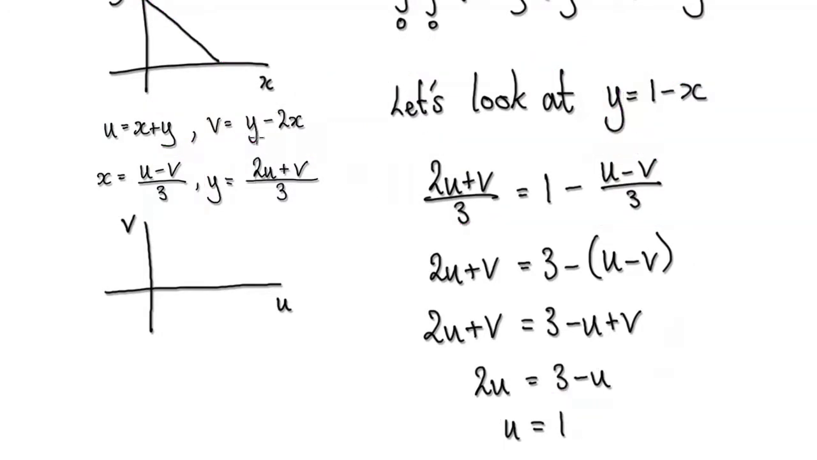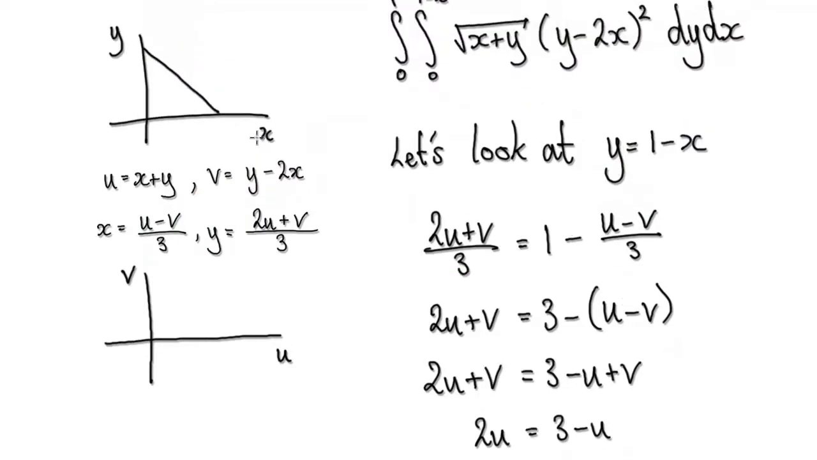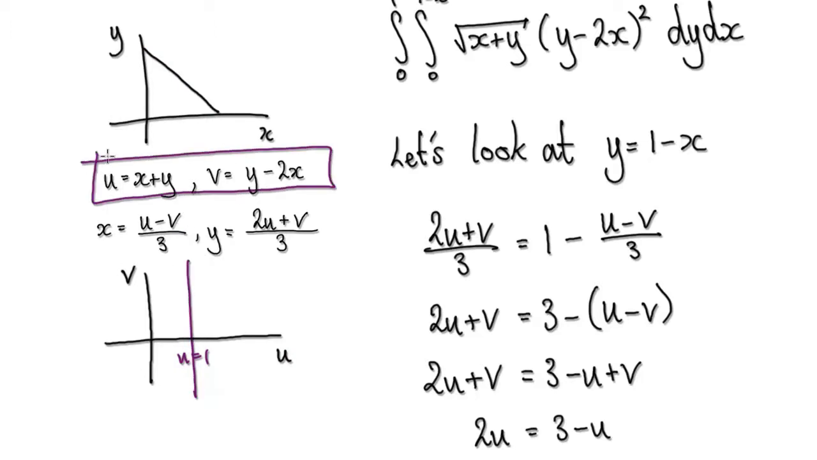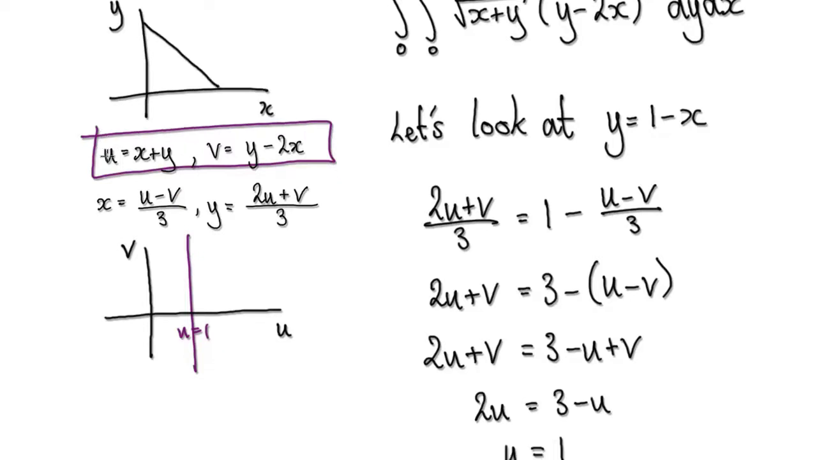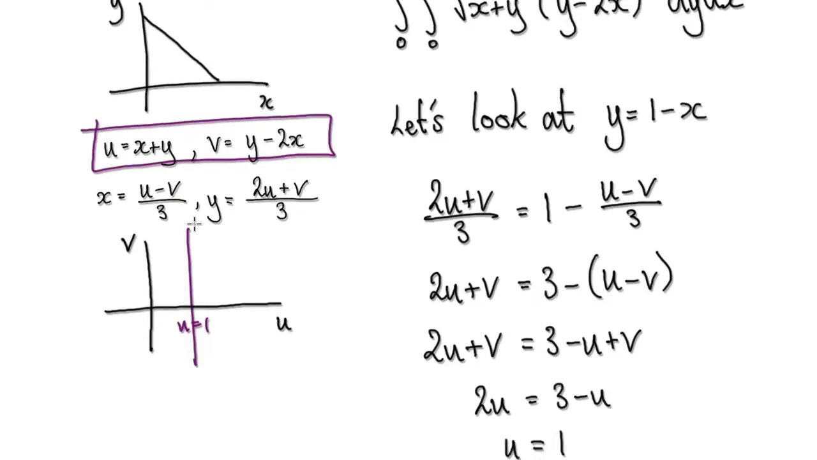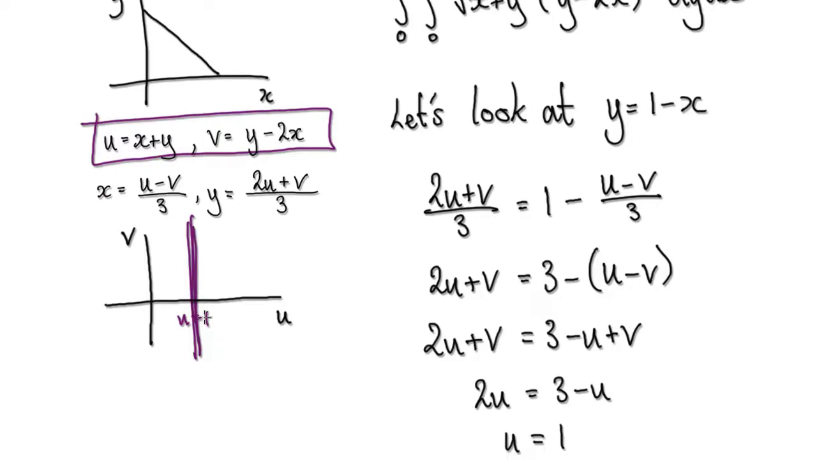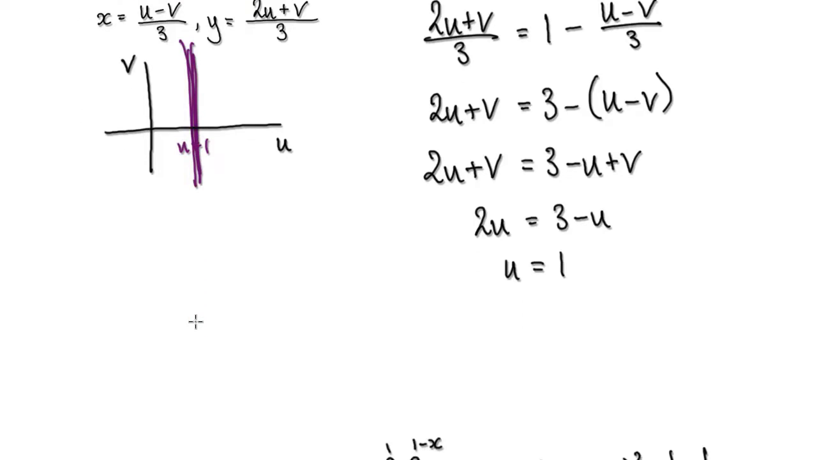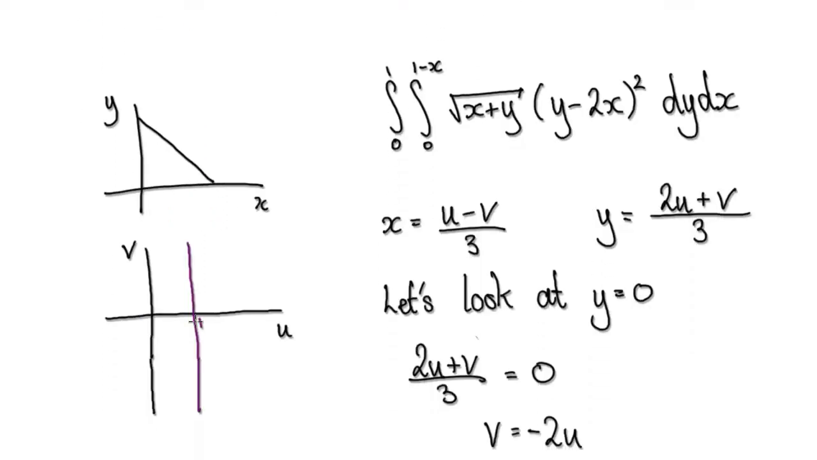So what that means is this diagonal line becomes u equals 1, which is this vertical line, u equals 1. So this diagonal line will get morphed into this vertical line under this substitution. Okay, so now we've got this vertical line. This diagonal line becomes this vertical line, and now let's investigate what happens to this line here.